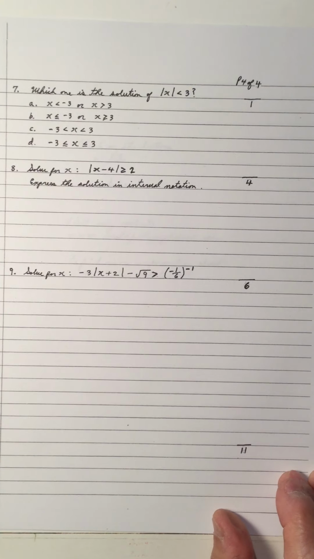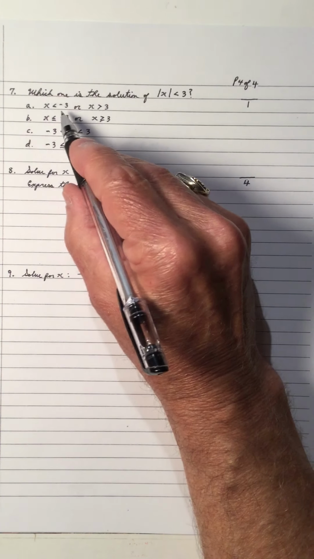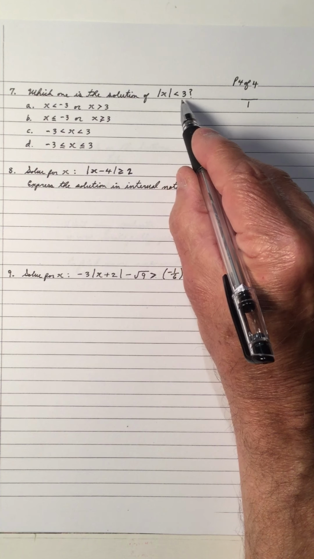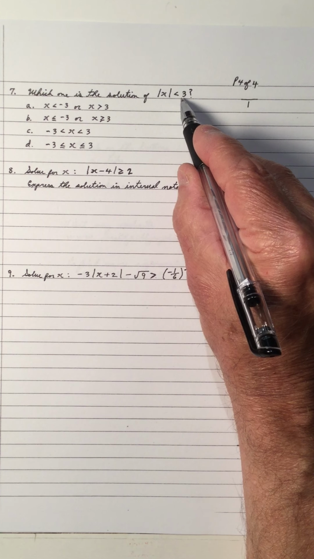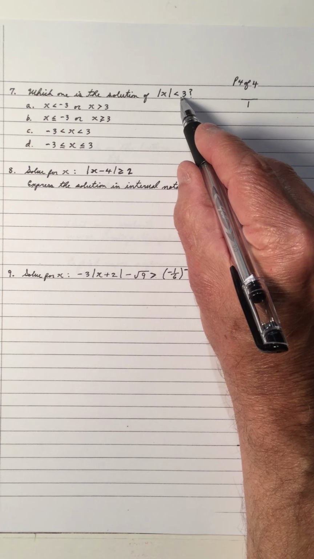Okay, let's continue. Last page. And don't forget to pause the video. Which one is the solution to the absolute value of x is less than 3? Notice less than. So it can't be equal sign.